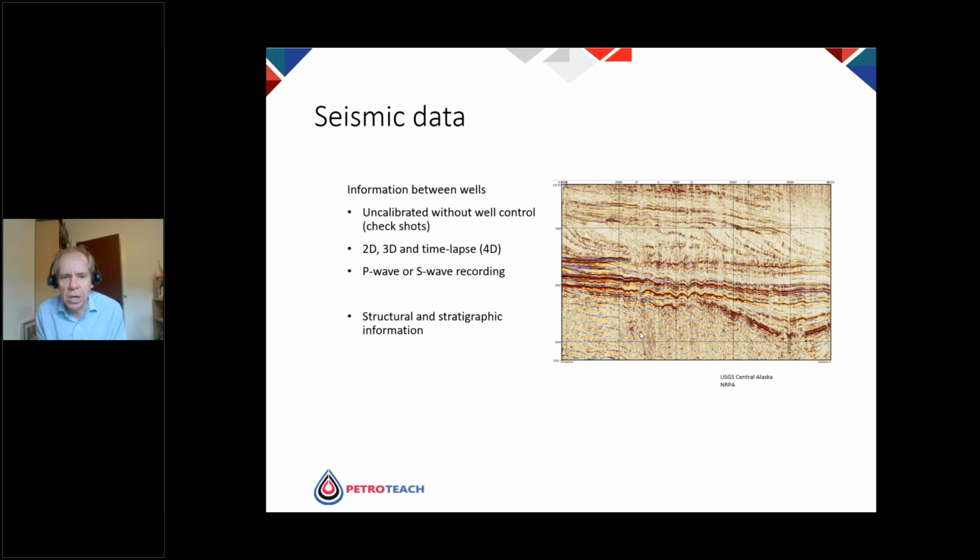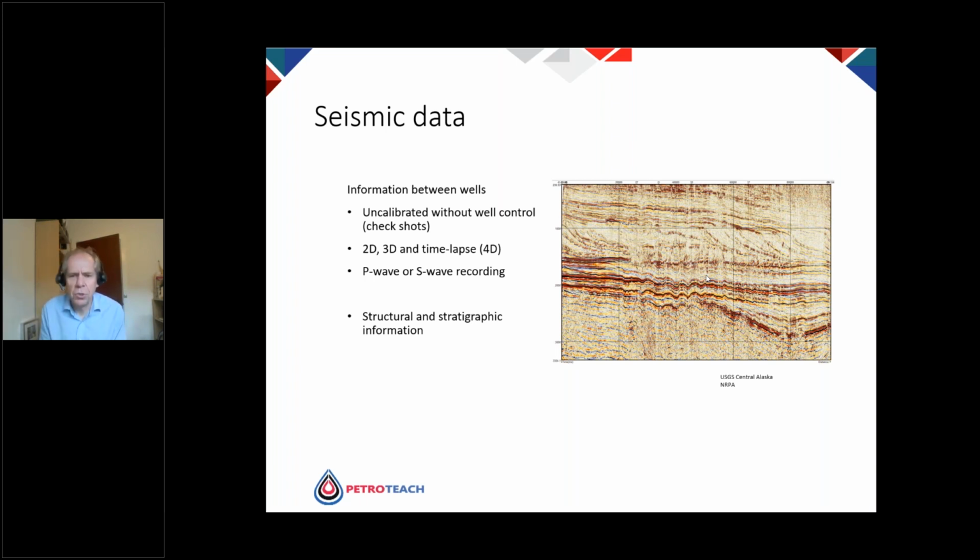And I haven't put a slide in here, but in the course we'll talk about what people do, what kind of processing we do to make sure that we try and get true amplitude data. Because otherwise I can look at my reflections and say, oh, this amplitude and this amplitude look the same, so that's the same kind of change in properties. If my data hasn't been processed properly, then that's not going to be true, okay?